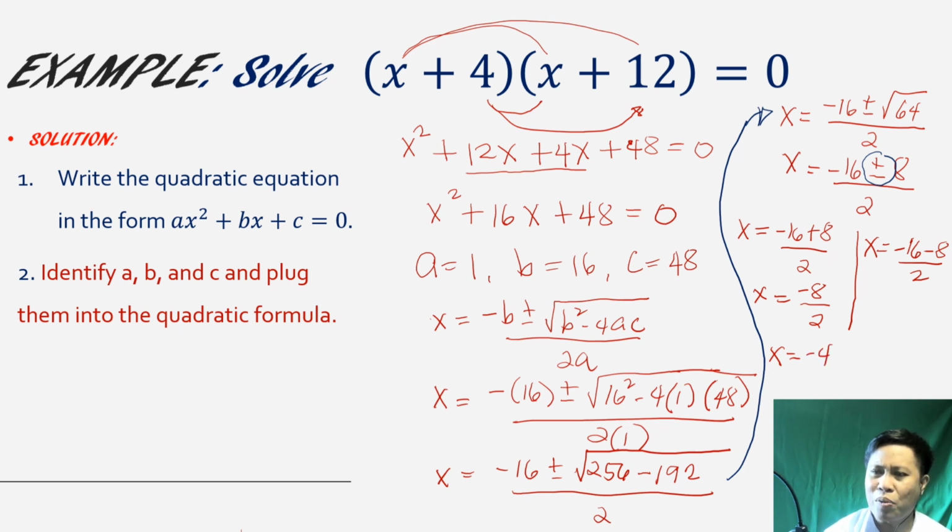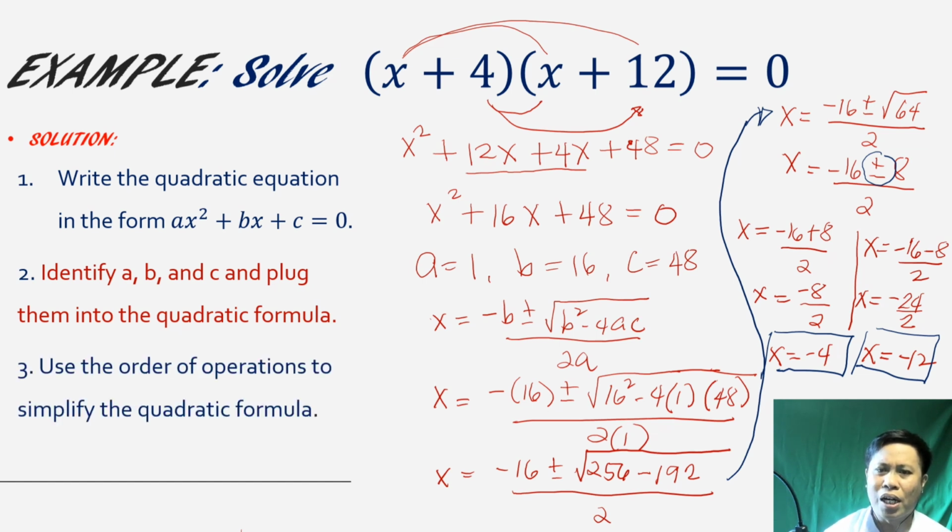Okay? Then the other equation, x is equal to negative 16 minus 8 is negative 24 divided by 2. So our x is negative 12. So therefore, the value of x is negative 4 and negative 12. So this is now the solution set of the given quadratic equation. So let us have another example.